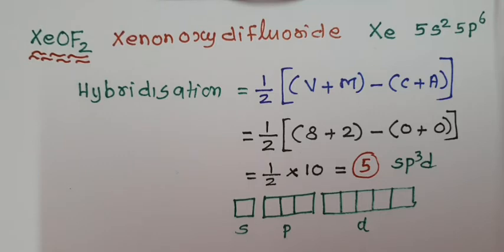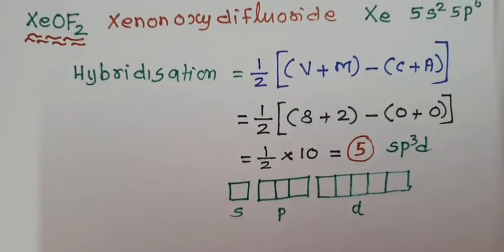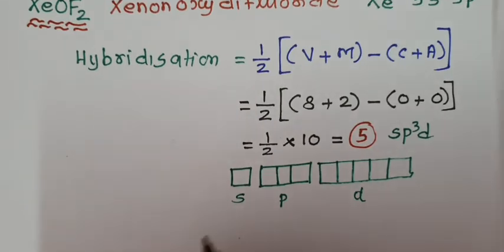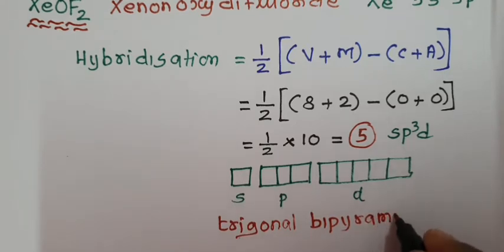If the hybridization is sp3d and the answer is 5, what is the geometry? The geometry is trigonal bipyramidal.